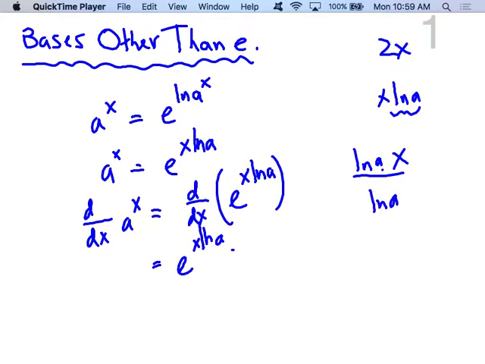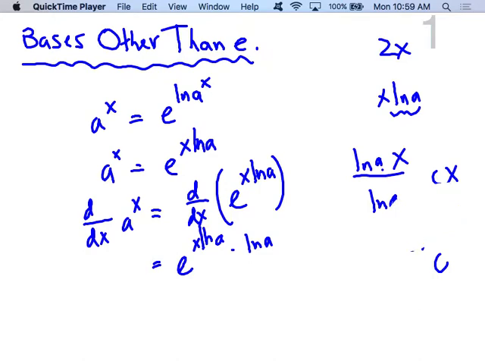Natural log of a. Let's stop for a second, make sure everybody's with me. Yes? Okay, anytime you have a constant in front of a variable, the derivative of that is just the constant. So again, recognizing that the natural log of a is a constant, if we write it this way, you take the derivative of that and we get the natural log a.